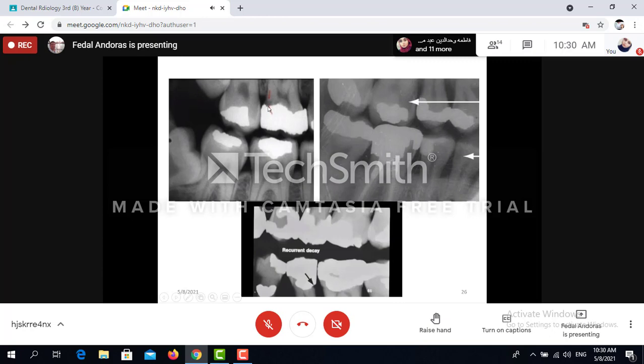So maybe this is not fitted well, or there is food impaction here. So the cleansing of the area is not good, not using flossing, not using a good brushing technique.